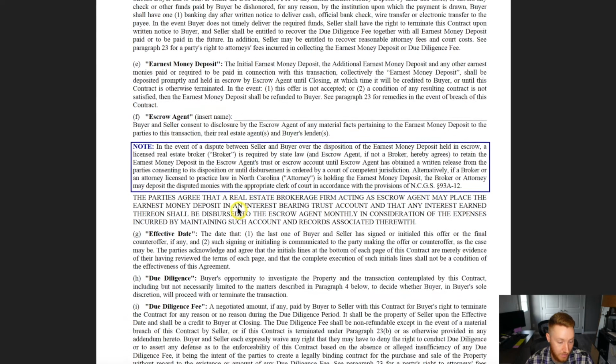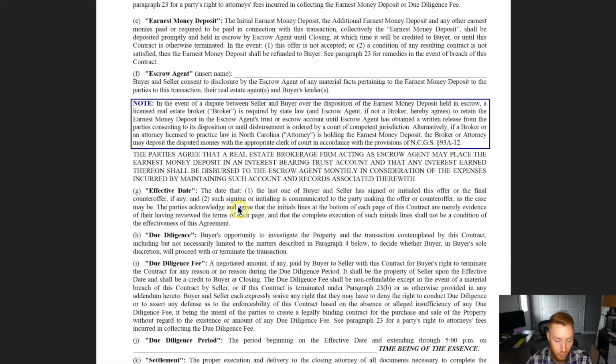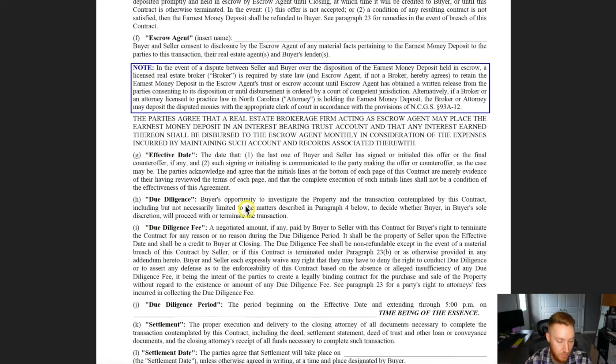The effective date of this contract is when it's actually signed by both you and the seller. So should there be any sort of changes to dates or terms or amounts or any single line item changes to this contract, that will restart the clock, so to speak, on the effective date. Again, this goes into the due diligence period.